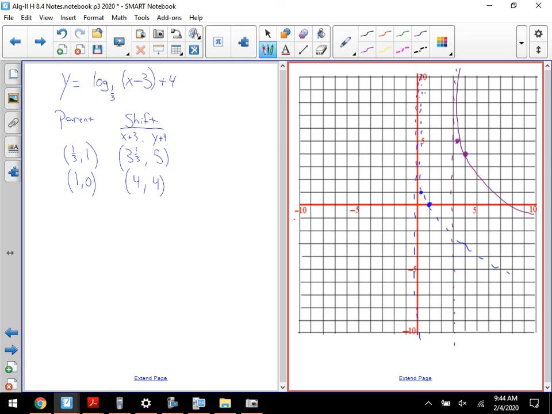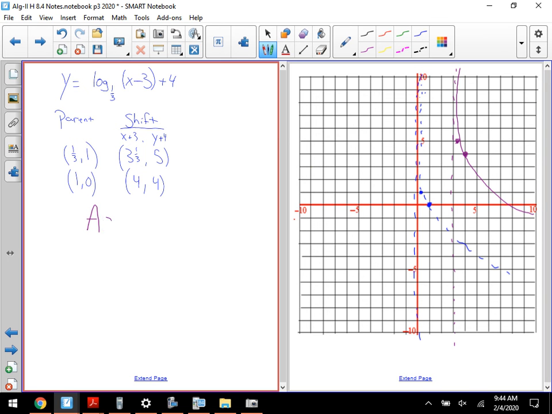I wanted to get a little bit of this started up because this gets messy if you don't see a little bit of it. And then lastly, I've got my asymptote at x equals 3. My domain, x is greater than 3. My range is all real.